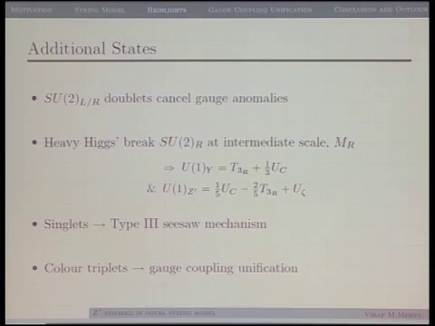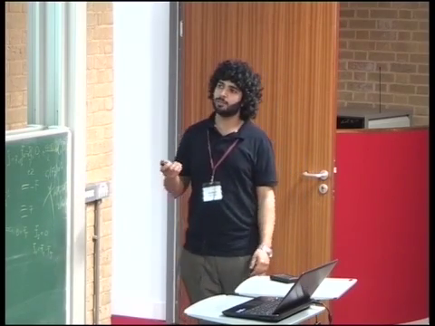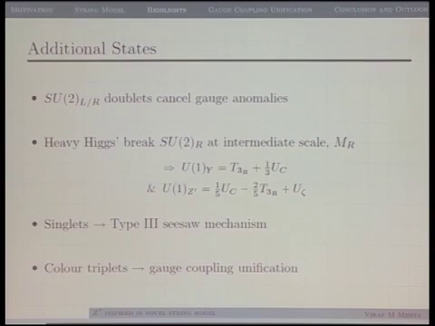We require a heavy Higgs in order to break our SU2R symmetry. That'll break at some intermediate scale and give us our hypercharge embedding, and the orthogonal combination will give us our light U1. We have singlets in the model from the string states that will allow us to incorporate a type 3 seesaw mechanism in the model. And we also have additional color triplets that originate from twisted planes, as do these doublets. However, these must originate from different twisted planes.